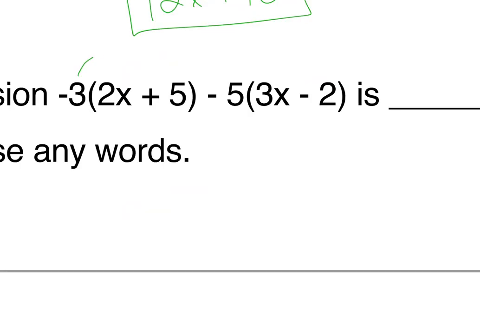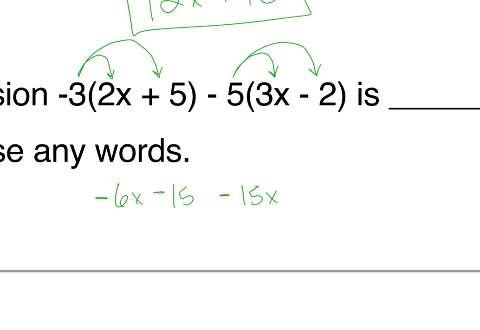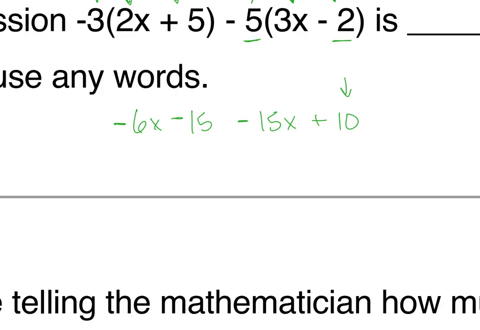Negative 3 times 2x is negative 6x. Negative 3 times 5 is negative 15. Negative 5 times 3x is negative 15x. Negative 5 times 2 is positive 10. And sorry, I said just times 2. It's negative 5 times negative 2 is positive 10. Combining like terms, we have negative 6x and negative 15x. That's negative 21x. Negative 15 and 10 is negative 5.